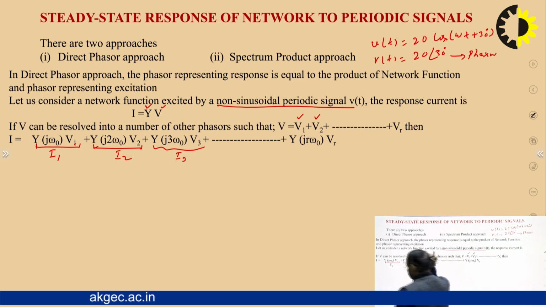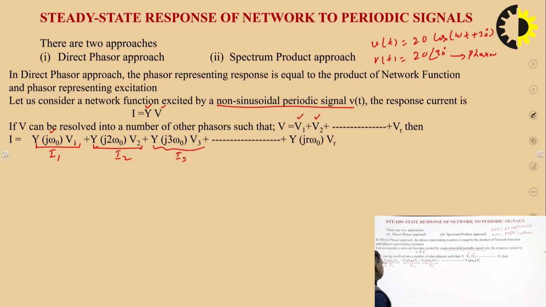Here Y is the admittance at the fundamental frequency, n equal to 1, where omega is the frequency of the supply. This is the fundamental component, n equal to 1, then n equal to 2, the second harmonic, then the third harmonic and the fourth harmonic. The admittance is a function of omega, so it will change with frequency.